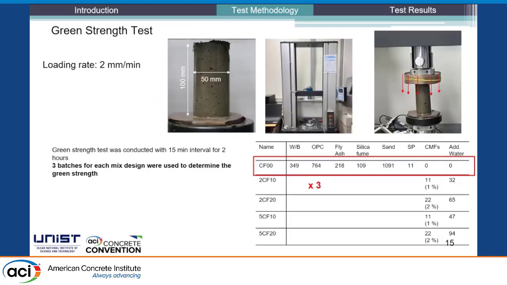And the next test is the green strength test. It is the compressive test we do, but we call it green strength because it is conducted at a very early age, which is less than 2 hours. The material is still in the fresh state.